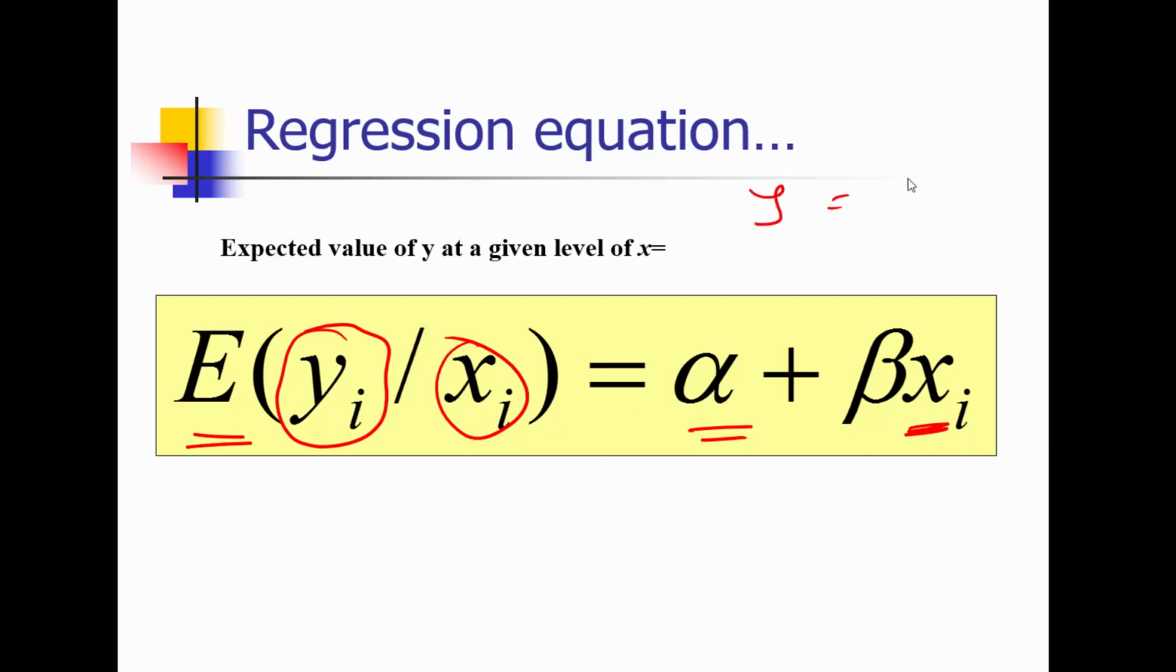Initially we said that y equals a plus bx. It can be written in any way. We are just changing the notation: alpha plus beta x. So alpha is now the intercept, beta is the slope. In more technical terms we write this as the expectation of yi. Yi stands for a number of values of y, and here it is xi because there are so many x values. So that's the representation.